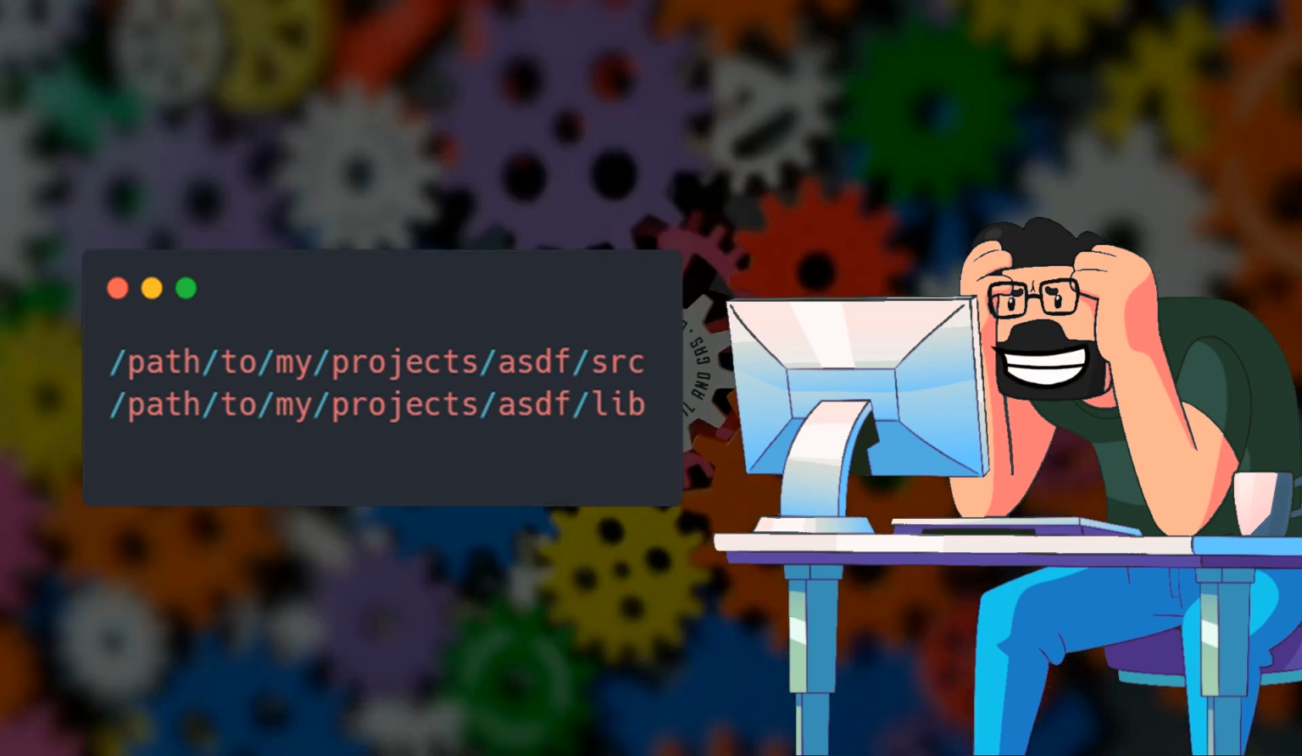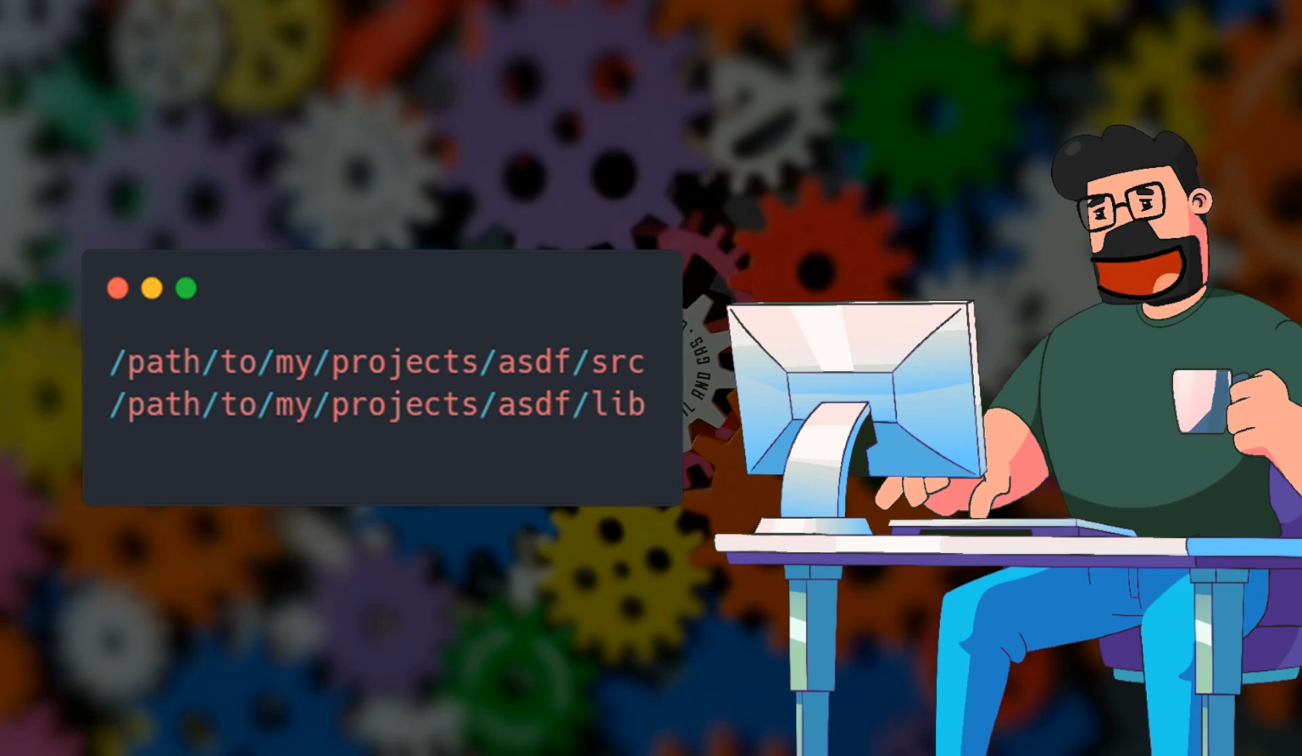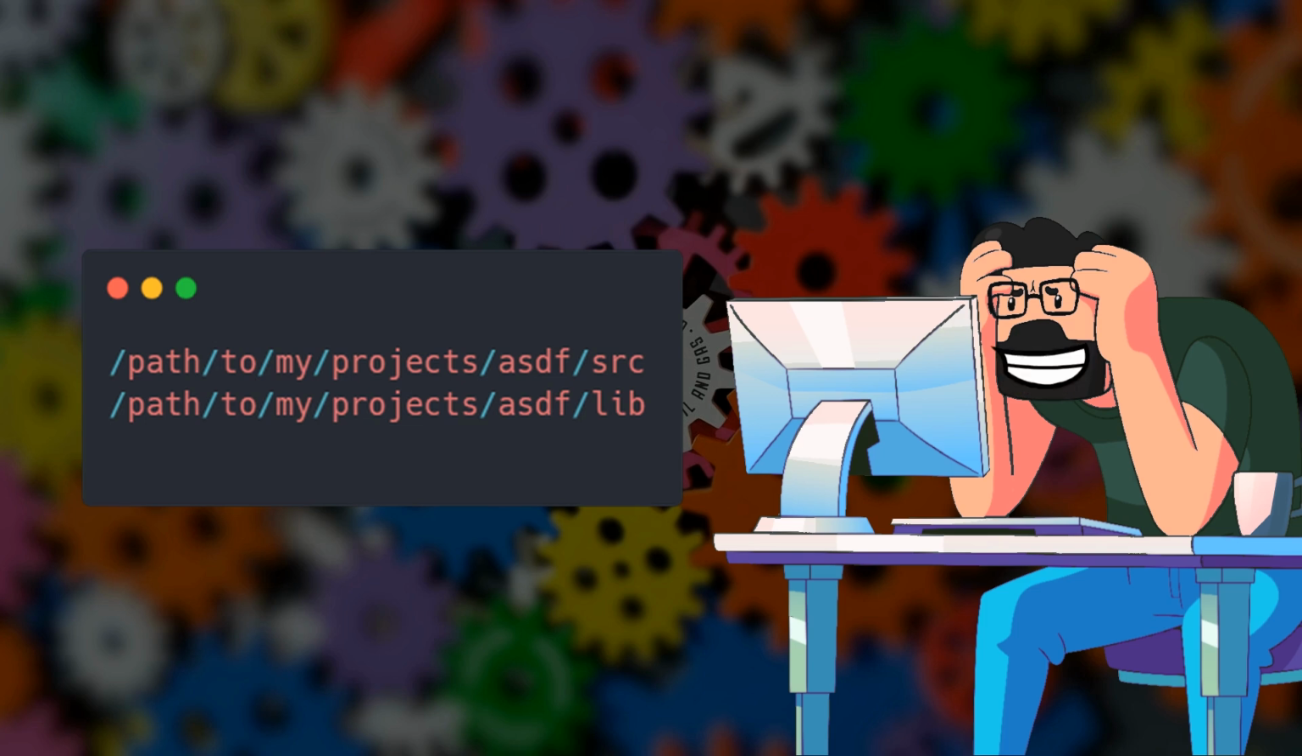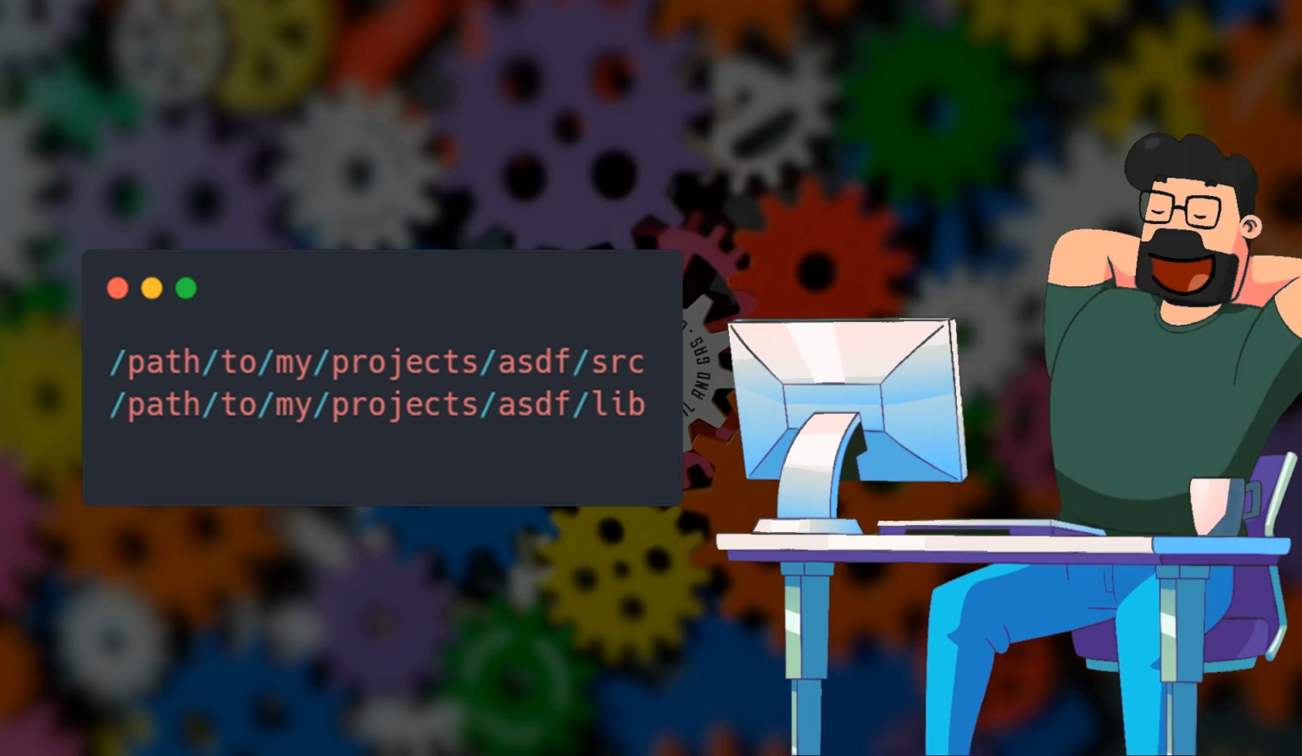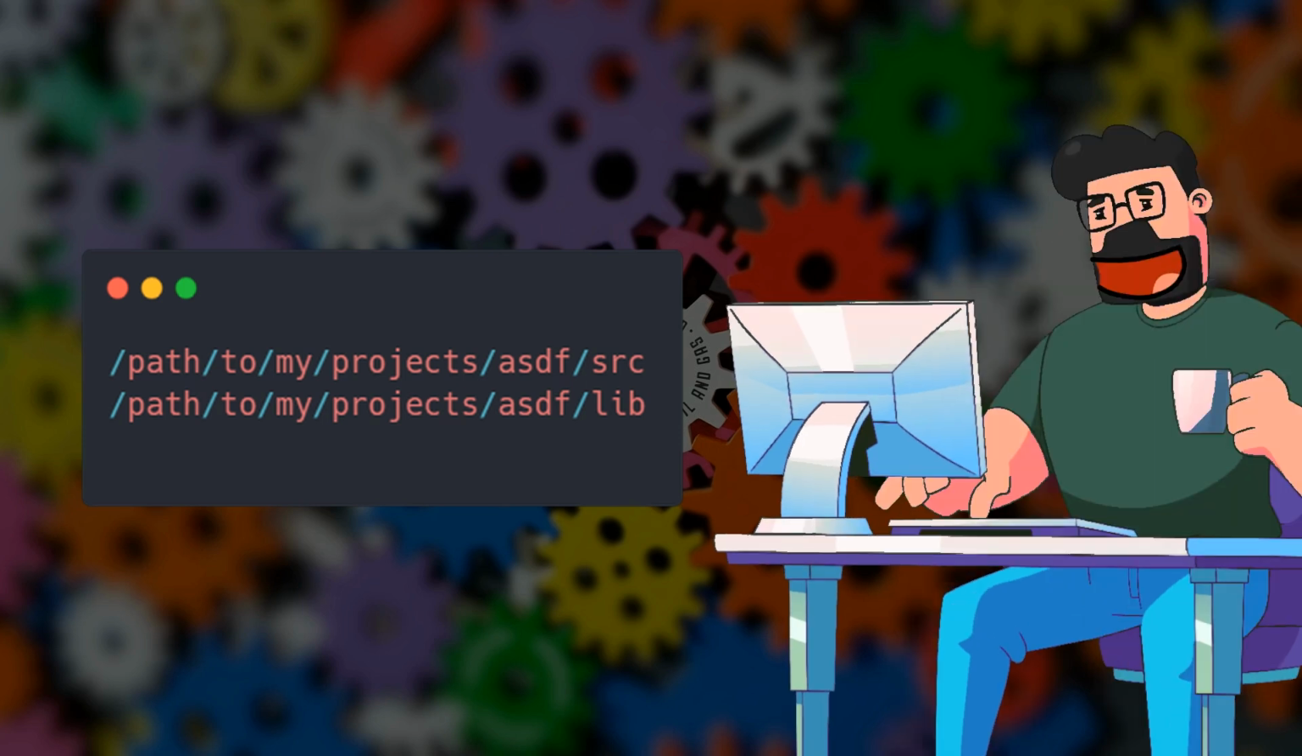Once you've configured everything and run poetry install, a myproject.pth file will be created in the virtual environment. This file includes the paths to the specified directories, like path to myprojects asdf-src and path to myprojects asdf-lib. These paths will then be appended to sys.path, allowing you to access the desired packages with ease.